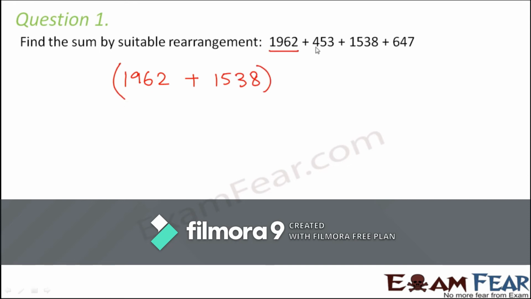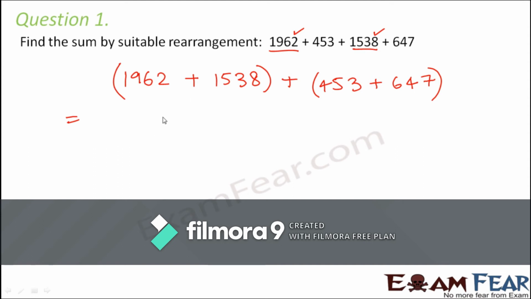Why? Because both of them are 4 digit, as well as when you look at their ones place, you see that the 8 plus 2 will add up to form a number with 0 at the end. So that will help our calculations to become easy. And we keep the other two numbers together, that is 453 and 647, and we have also put brackets so that we perform these operations first.